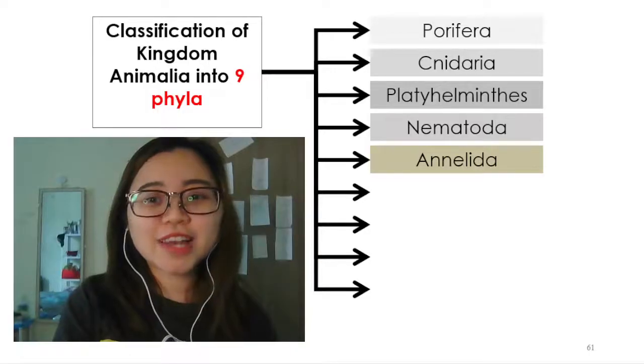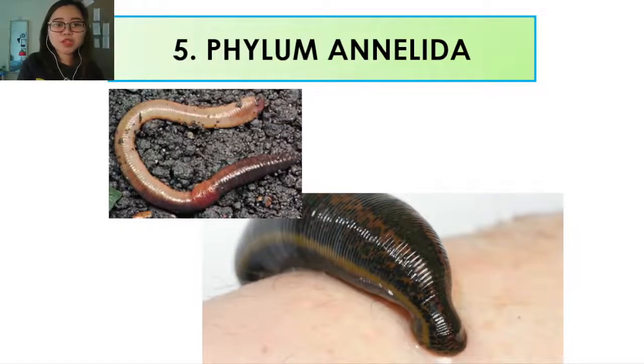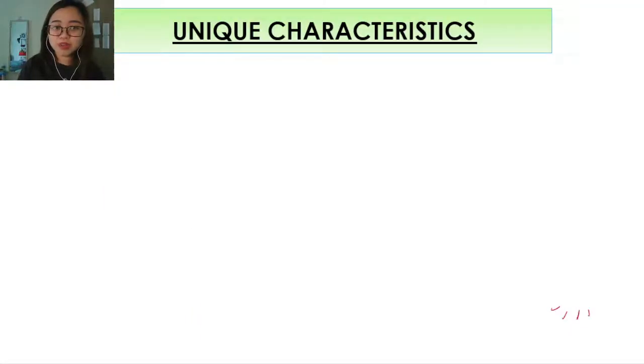Hello and welcome back. Let's continue learning about kingdom Animalia, and in this video we'll continue with the next phylum, which is Phylum Annelida. Possibly the most famous of the three worm phyla is Phylum Annelida, with these two most popular examples, which is the humble earthworm and also leeches. Now, if you're ready, let's continue and learn about the unique characteristics.